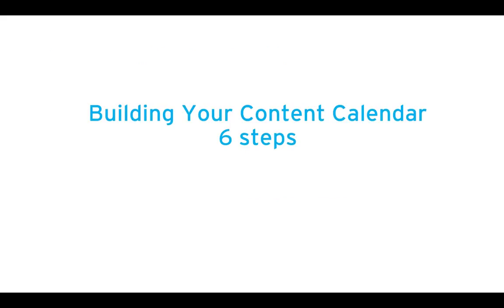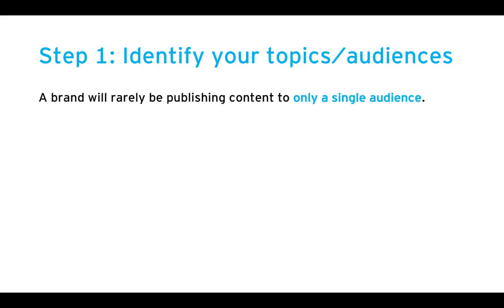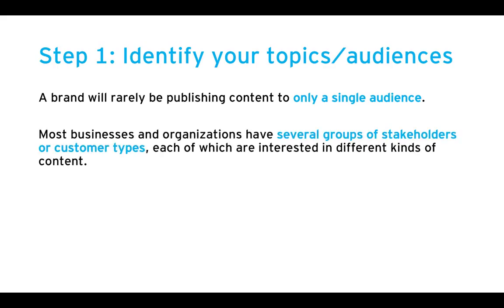So I'm going to show you 6 steps on how to build your content calendar. The first one is to identify your topics and, of course, your audiences as well. They go hand in hand. So it's not good to publish only to a single audience. Of course, if you're a product company, you might have people within certain age groups. If you are a clothing apparel line, you might have men's apparel. You might have certain demographics within that men's apparel. You might have children's wear. So think of it that way.